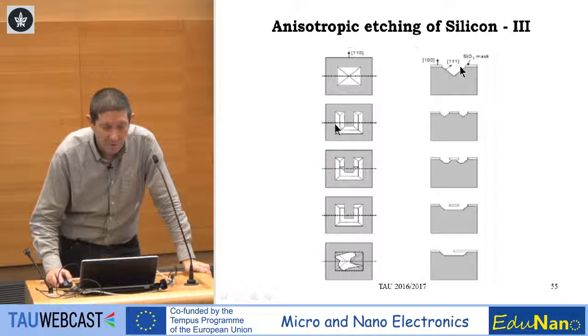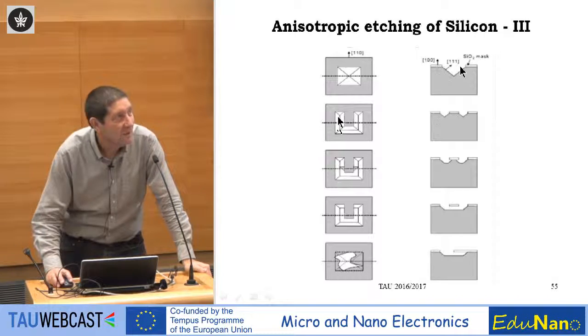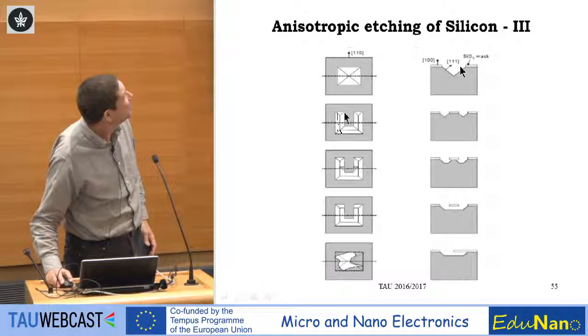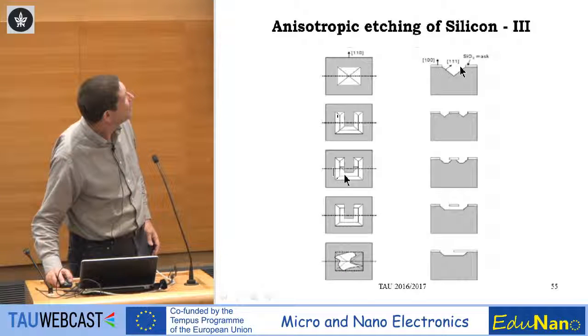Now what happens if you have an L shape, or not L, like this kind of structure? You will have two V grooves, but on the top you have a little bit of a plane. It's not going directly deep inside. It depends on the width of the top and the time of the etch.